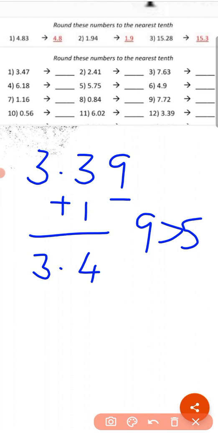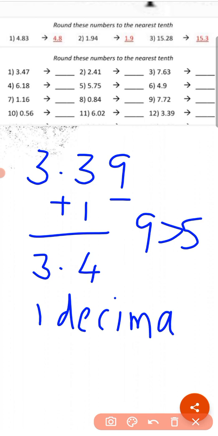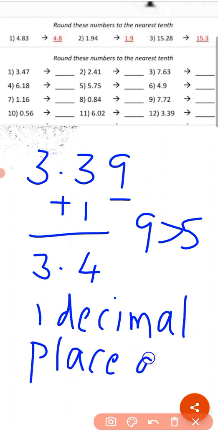3.4. So children, here when we are rounding the given number to the nearest 10th place, in our answer there is only one place after the decimal. One place after the decimal, which is known as one decimal place. Decimal place in the short form is DP. One decimal place. Okay.